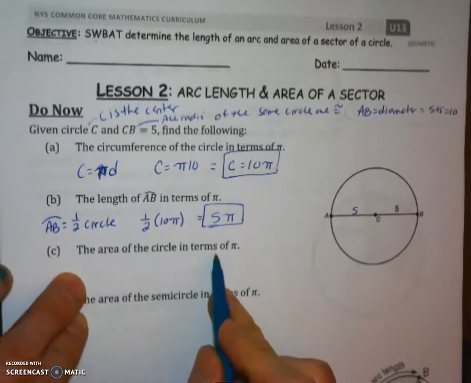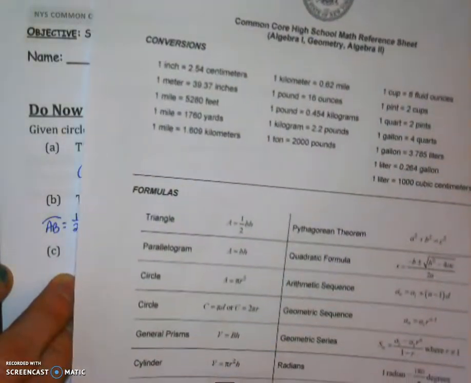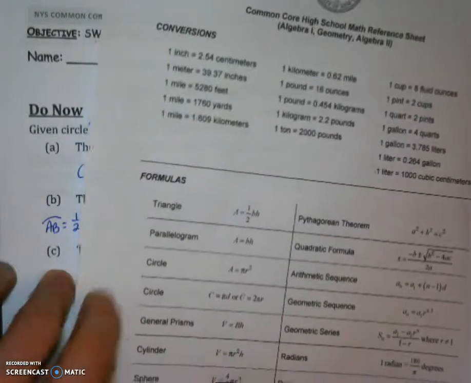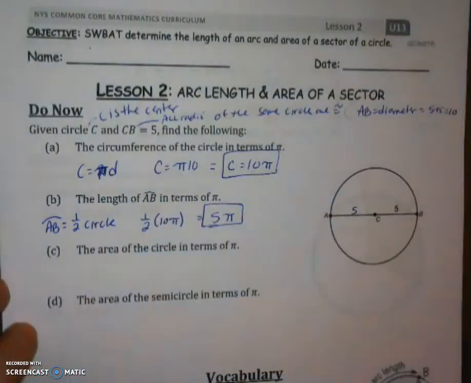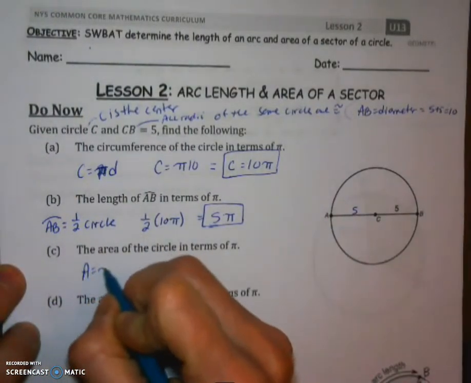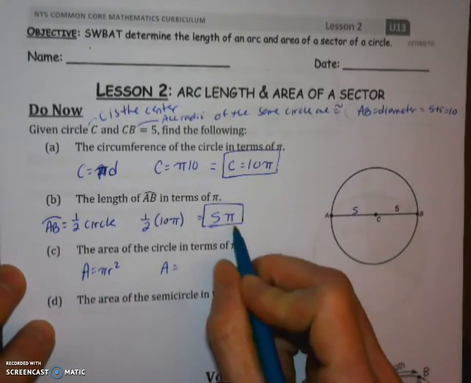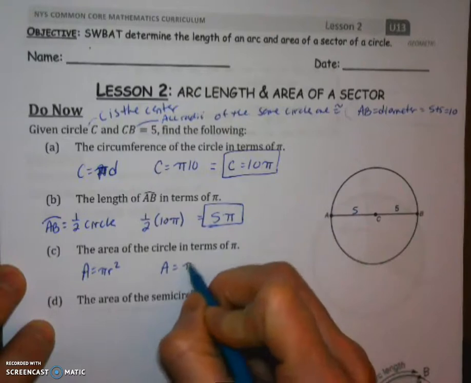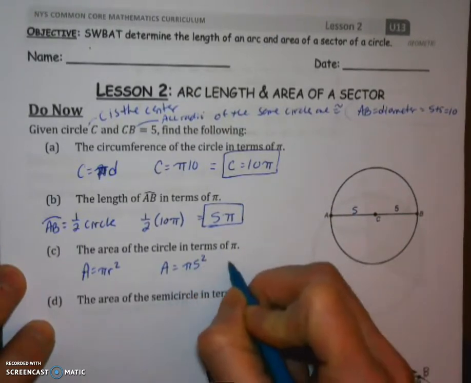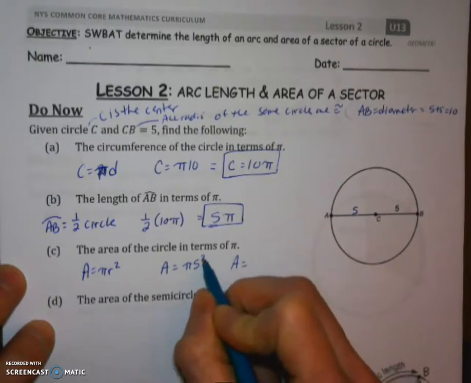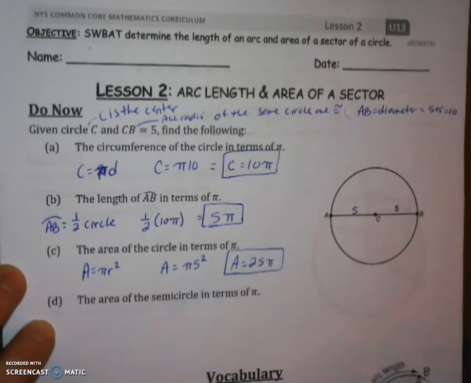Now we're going to find the area in terms of pi. Again, if you go back to your formula sheet, it's not a formula that you need to memorize. The area of a circle, capital A, is equal to pi r squared. So area equals pi times the radius squared. Again, in terms of pi means pi is in your answer. So it's pi times the radius, which is 5, and then we're going to square that. So the area equals 5 times 5, which is 25, times pi. That's our area.